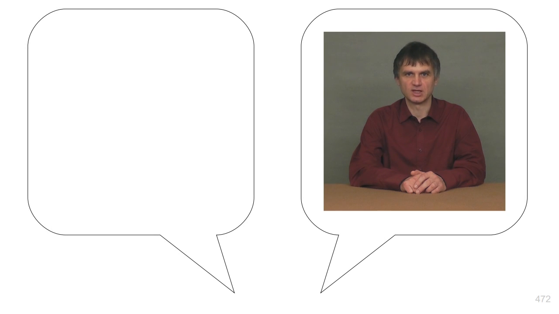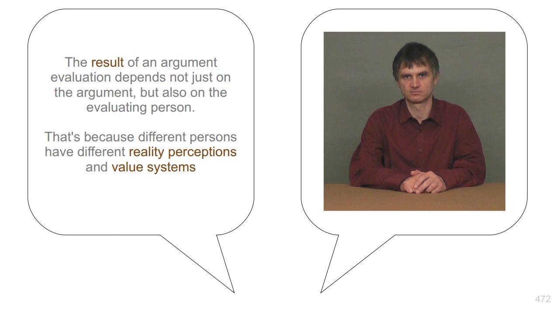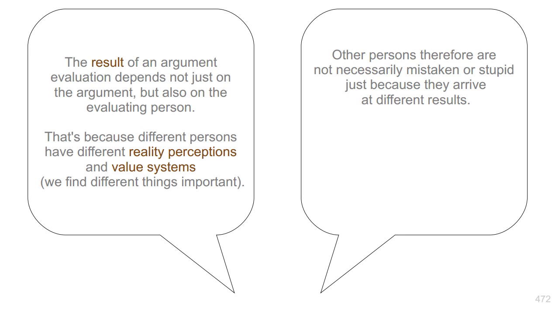The result of an argument evaluation depends not just on the argument, but also on the evaluating person. That's because different persons have different reality perceptions and value systems. We find different things important. Other persons, therefore, are not necessarily mistaken or stupid just because they arrive at different results.